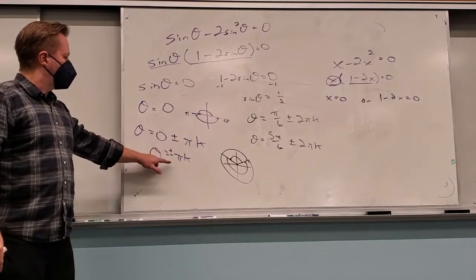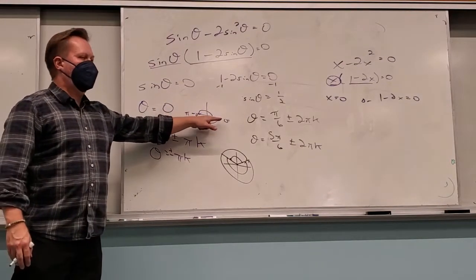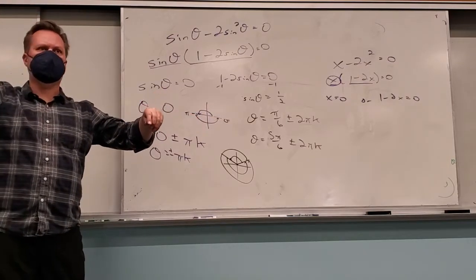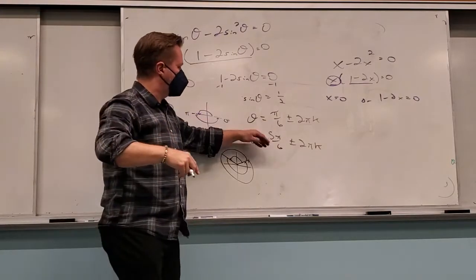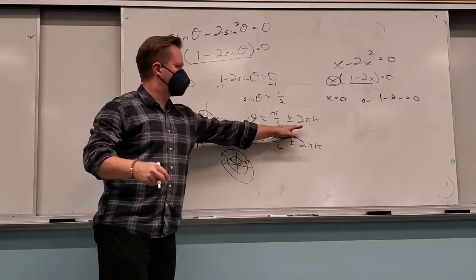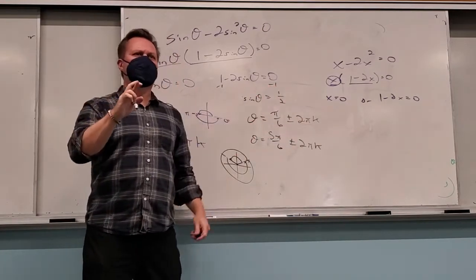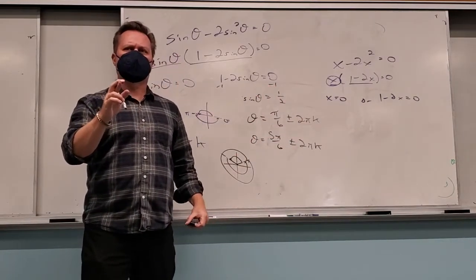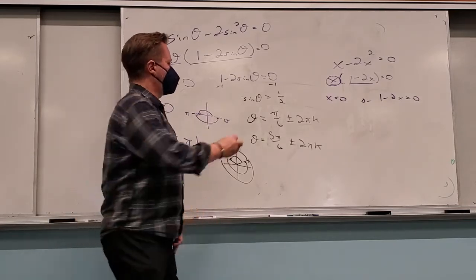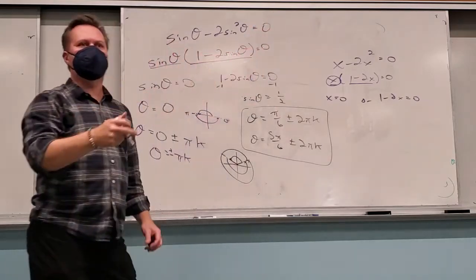Why did I only need 1 line here? Because I can get from one answer to the next answer and back using the same multiple. They were equally spaced. Here I need 2 separate lines because I can't get from this to this and then back to this using the same addition. Do you see that? Okay. So that would be the answer, because I didn't give us an interval in which it should live.